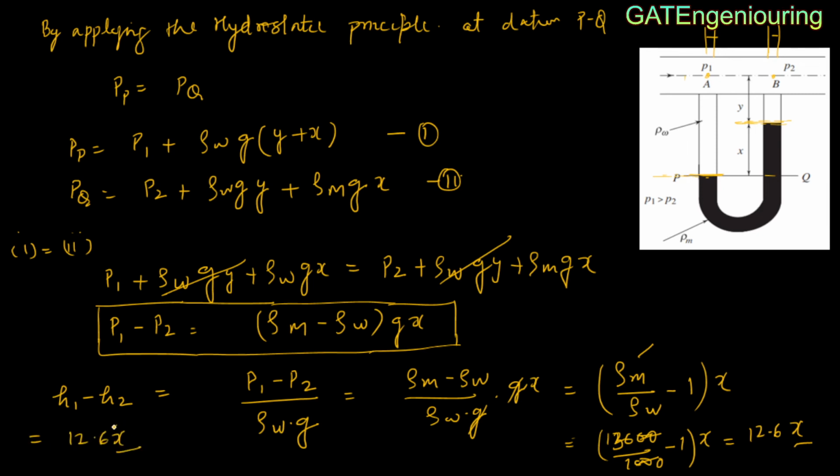Okay, so x is basically the difference between the right hand side and left hand side limbs of the manometric level, and h1 minus h2 is the pressure head difference. Okay, so this is the relation which we generally use in the calculation of pressure head directly.